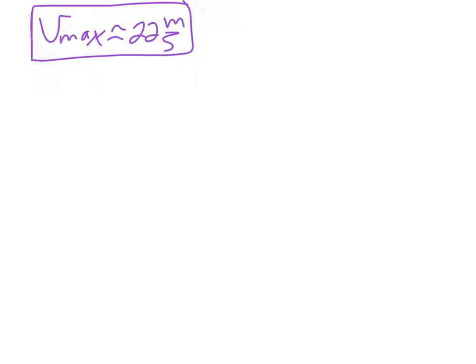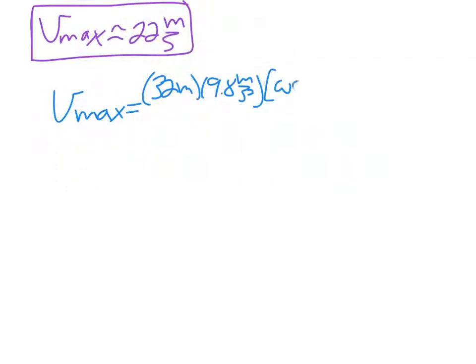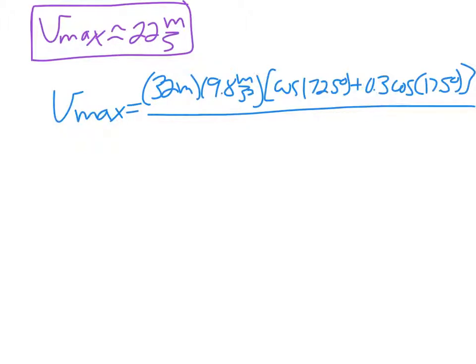And then part B is asking what if the coefficient of friction is 0.30, so that's rubber on wet pavement. So same equation, our maximum speed equals radius 32 meters times g 9.8 meters per second squared, cosine, our angles are the same, so cosine of 72.5 degrees plus mu 0.3 cosine of 17.5 degrees, all over sine of 72.5 degrees minus mu 0.3 sine of 17.5 degrees.